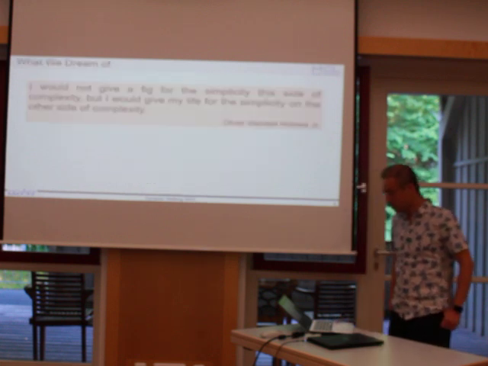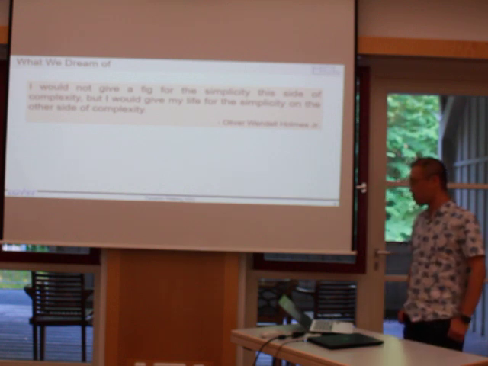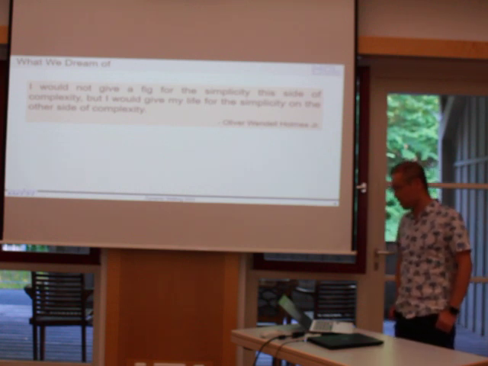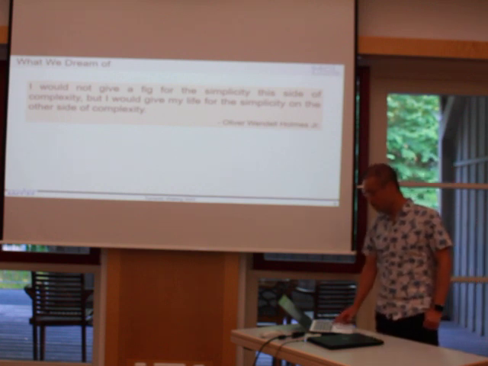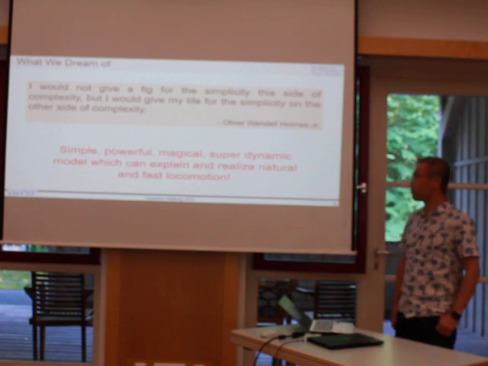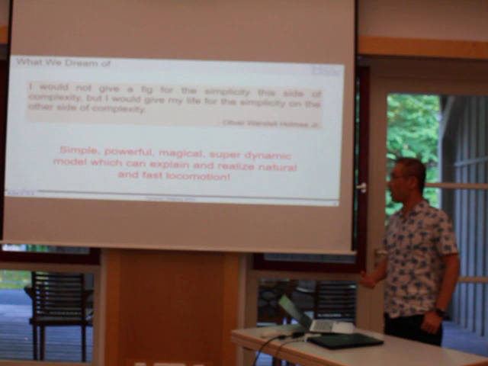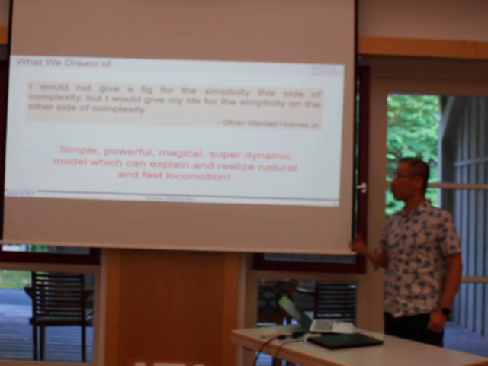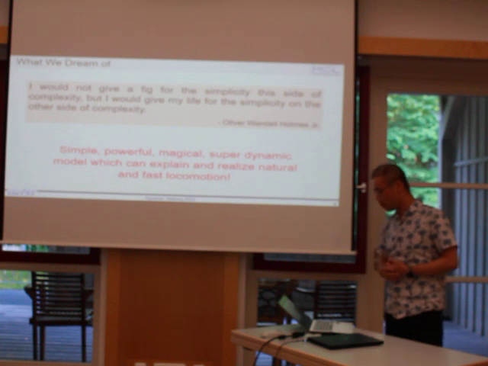So it's a quote: I will not give a fig for the simplicity this side of complexity, but I will give my life for the simplicity on the other side of complexity. I think that's what all of us are looking for. I think many people here look for simple, powerful, magical, super dynamic models which can explain and realize natural and fast locomotion. Maybe in a dynamic model, latent space, or function, we are looking for some simple one which can explain the repetitive locomotion.